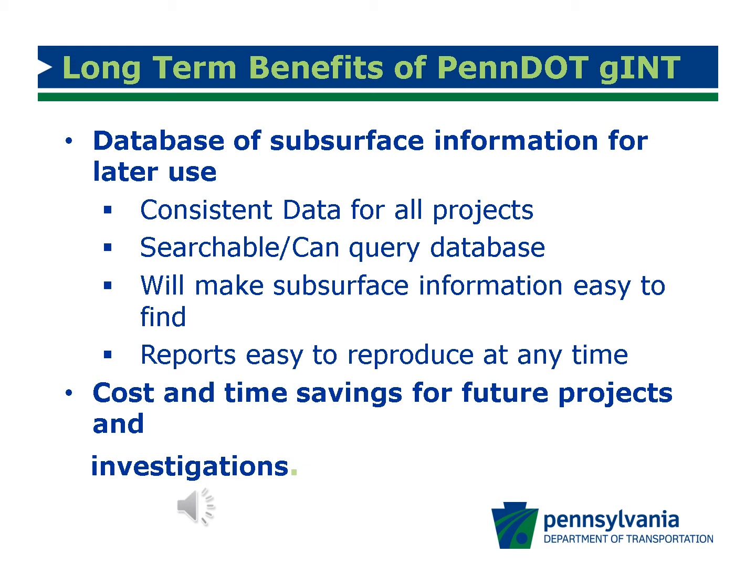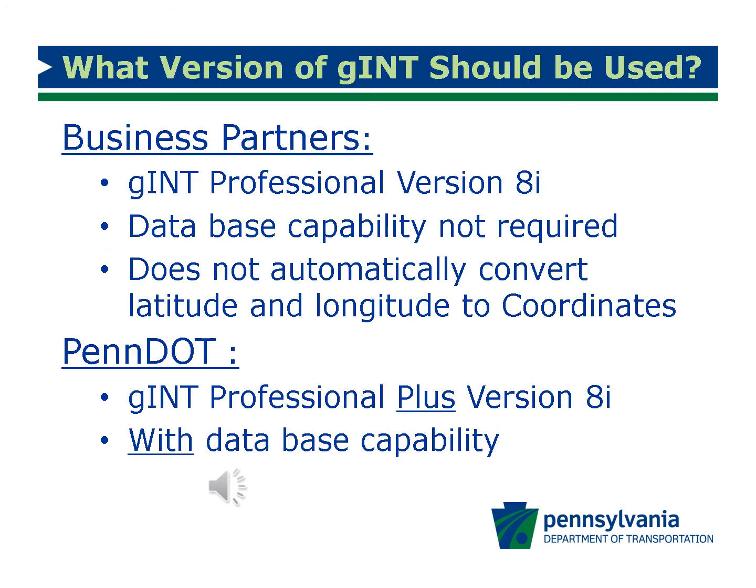design for difficult conditions. Three versions of GINT are currently available: GINT Logs, GINT Professional, and GINT Professional Plus. Business partners should use GINT Professional as the database capability is typically not required or needed by business partners. However, business partners should be aware that GINT Professional does not automatically convert latitude and longitude to coordinates. The data should be converted and entered manually. Several online applications are available for the conversion.